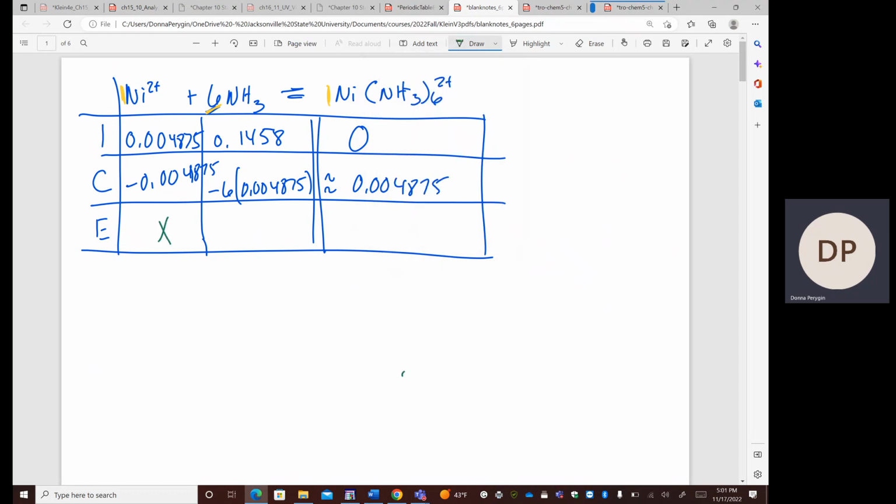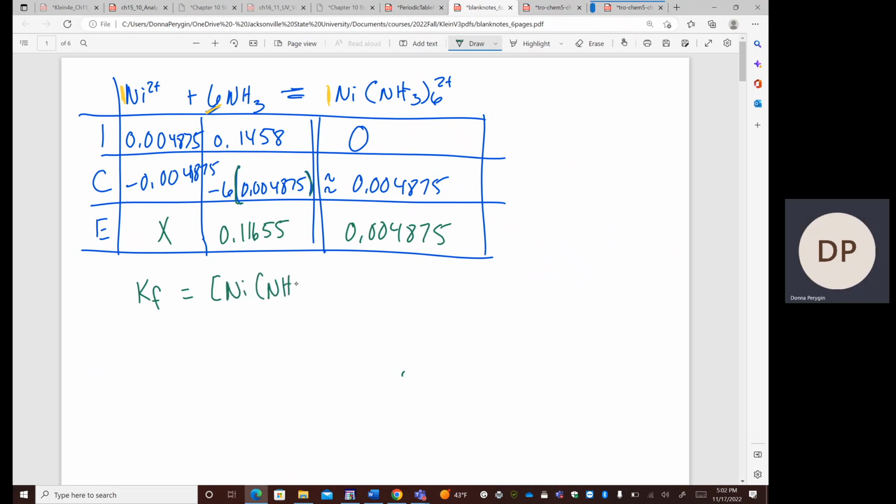So if we let our nickel equal X, because we don't know exactly how much is left, essentially all of it's gone, but we can assume a little bit is left. So we're going to set that equal to X, okay? Then our ammonia left is 0.1458 minus 6 times 0.004875. So we end up with 0.11655 of the ammonia. So we end up with essentially 0.004875 of the complex. So let's go ahead and set our products over reactants equal to our K sub F.